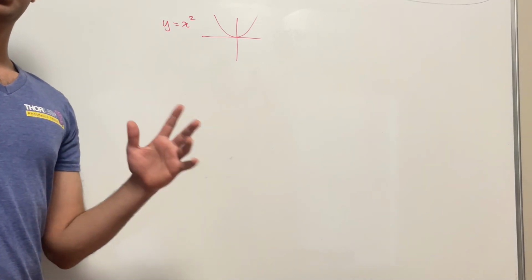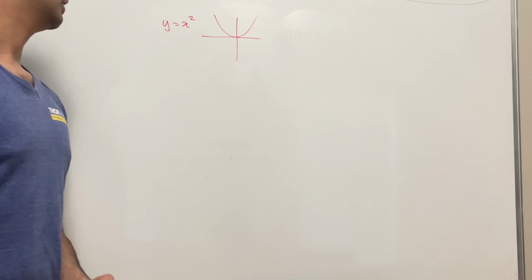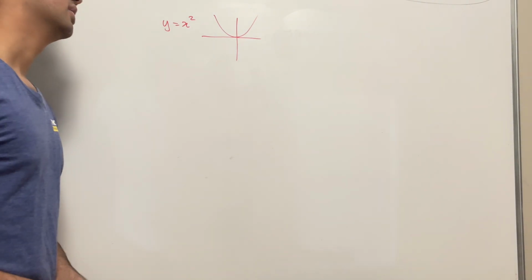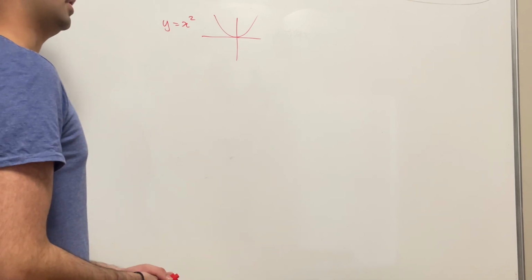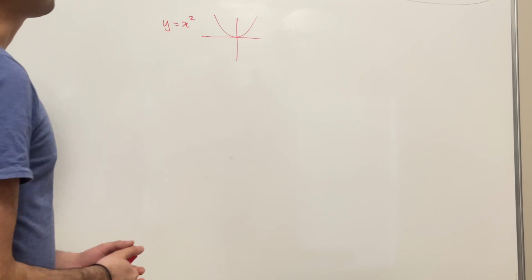Okay, so let's suppose that we have a parabola, y equals x squared. And it's a pretty cool parabola, but it's kind of boring. Suppose we want to rotate this 45 degrees counterclockwise. So basically positive 45 degrees. How can we do that?